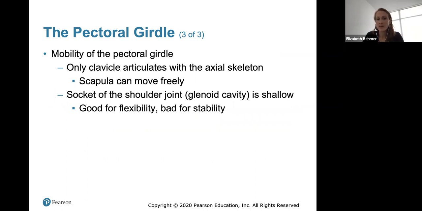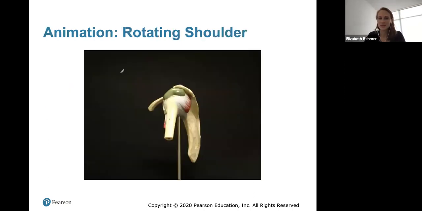The mobility of the pectoral girdle: only the clavicle articulates with the axial skeleton. And sometimes that's a good test question. What's the only part of the appendicular skeleton that articulates or touches the axial skeleton? And that is the clavicle. The scapula can move freely, and the socket of your shoulder joint, called the glenoid cavity, is shallow, which is very good for flexibility. You can move your shoulders very well, but it's not very stable. And we'll talk about that when we get to joints.